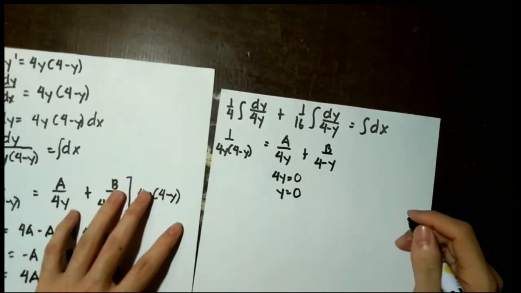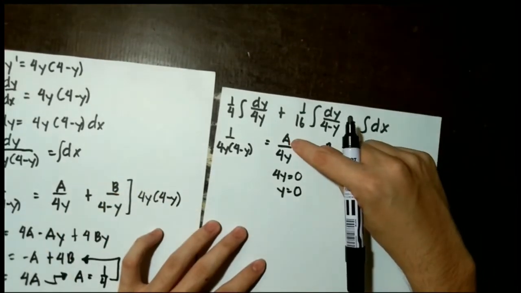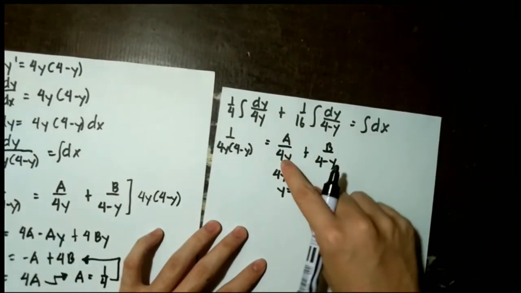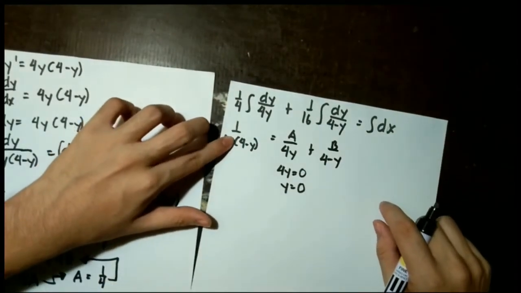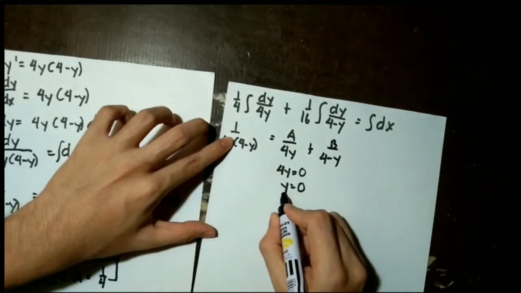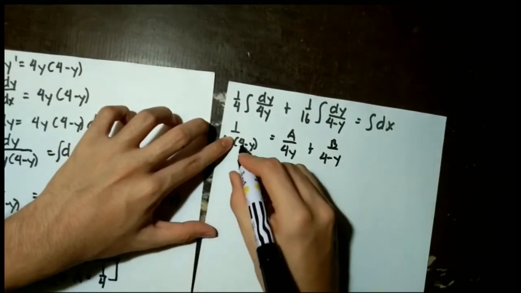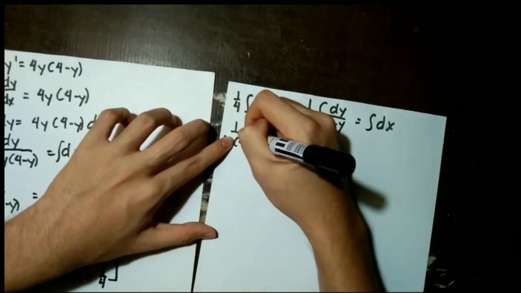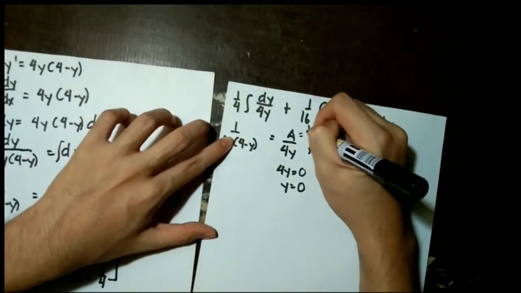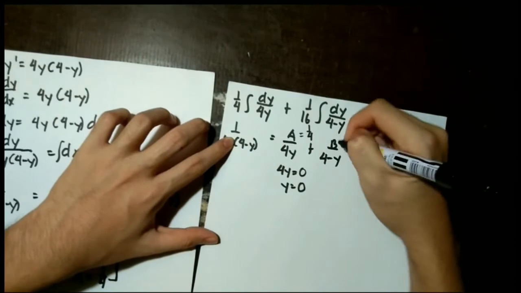So cover up method. Since ang denominator ng a over 4y is yung 4y, takpan natin yung 4y dito sa equation na to. Pag tinakpan natin yung 4y, substitute natin yung value ng y, which is yung 0. So 4 minus 0 is just 4. So ang makukuha nating value ng a is 1 over 4 minus 0, so 1/4.